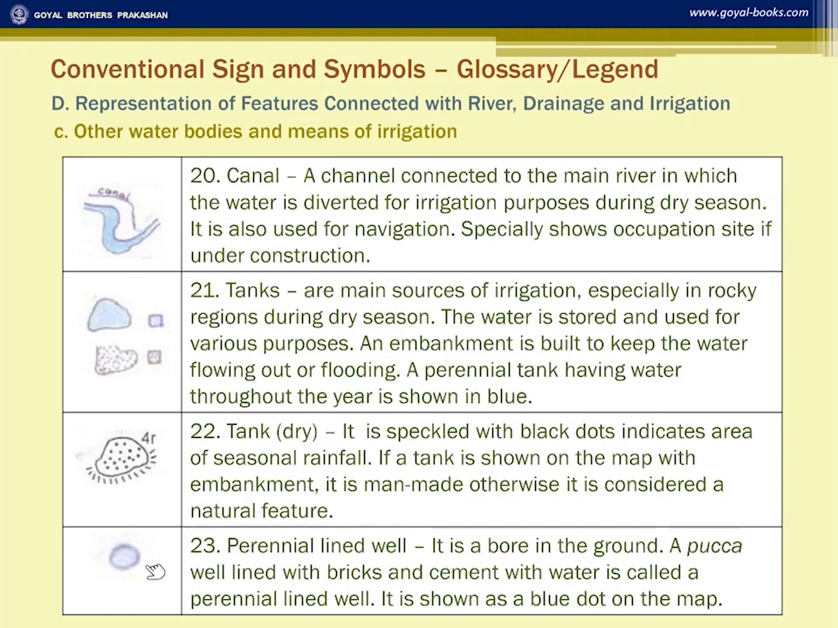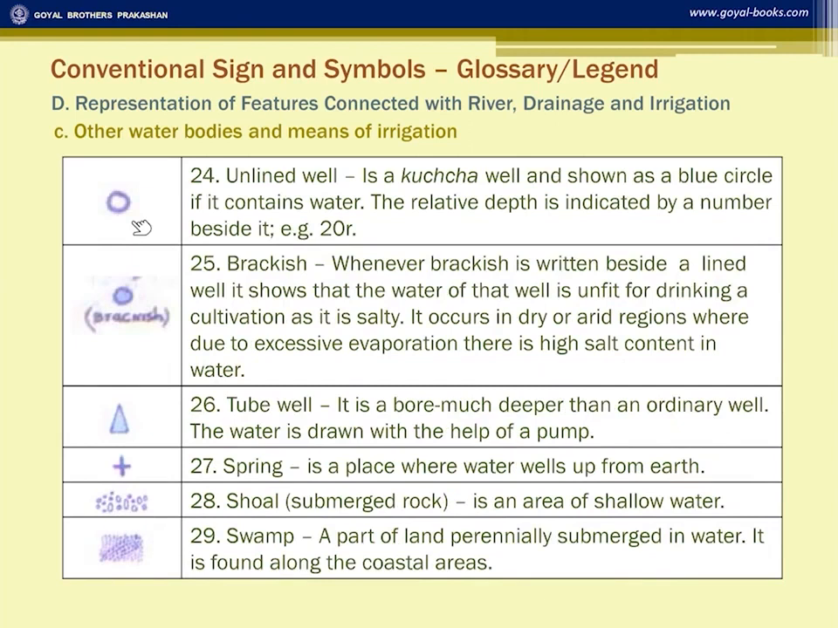Then you have these perennial lined wells in blue. It shows that it is a bore in the ground, a pakka well lined with bricks and cement, which has water throughout the year. Perennial means the water throughout the year. Then you have unlined well, which is a dry well. And sometimes you see in the survey sheet, a well is given beside which brackish is given. Whenever brackish is given beside the well, it means the well water is salty. It is not fit for drinking nor for irrigation. It is not used for cultivation.